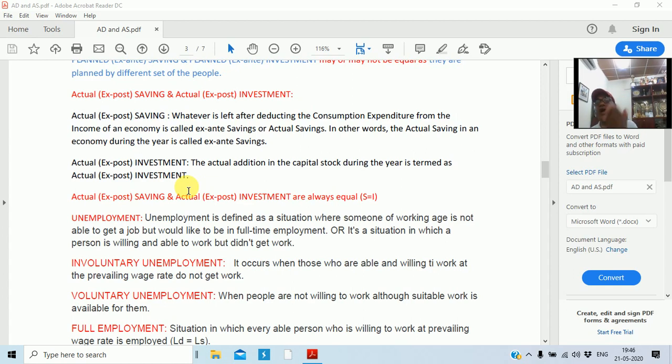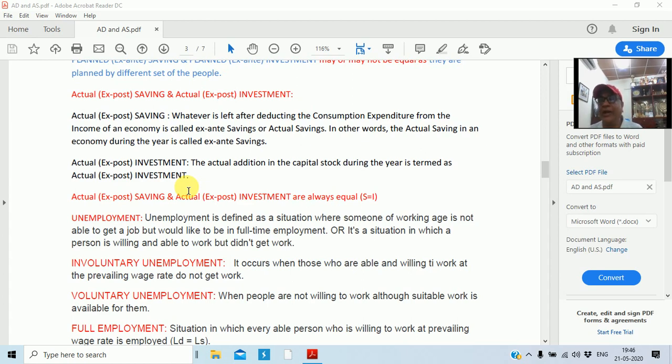Because savings are converted into investment. When I am saying savings, that is the savings with the commercial bank. And those savings are converted into credit. And why is the credit taken? For the investment. So how much ex post saving will be there? Equal to how much ex post investment will be there? Equal to ex post saving.